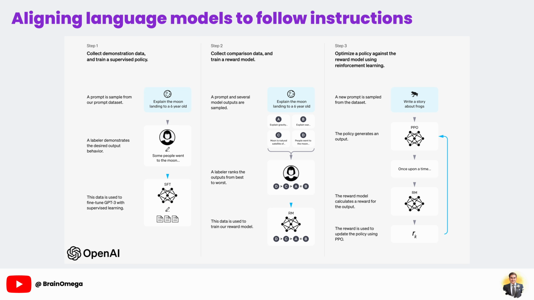This loop runs millions of times. Generate, score, update, generate, score, update. The AI is essentially in a high-speed training simulation, constantly refining its ability to produce outputs that our AI judge and, by extension, humans will like.